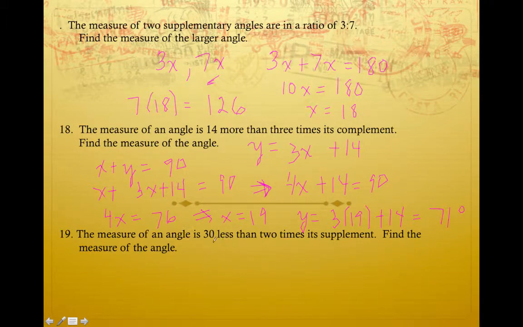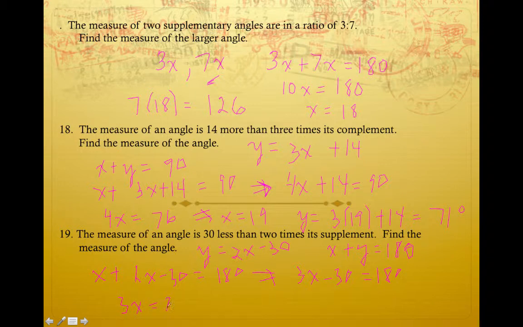The measure of an angle is 30 less than 2 times its supplement. So y is 30 less than 2 times its supplement. X plus y make a straight line. So that means x plus 2x minus 30 equals 180. So 3x minus 30 is 180.